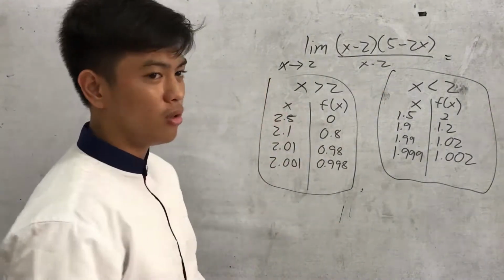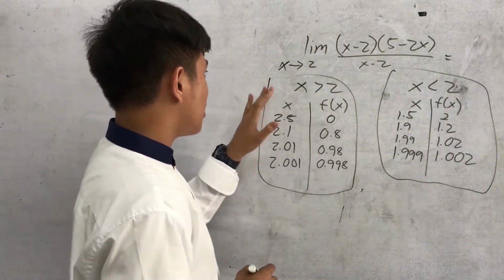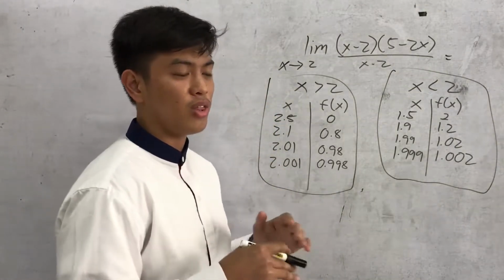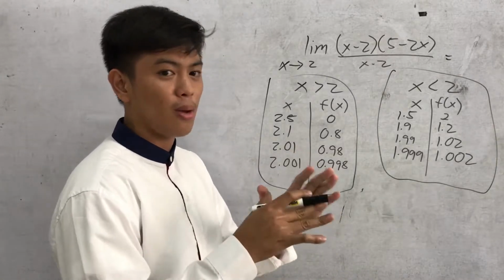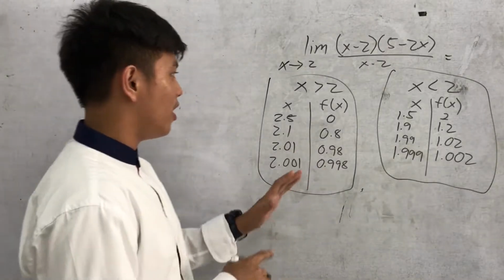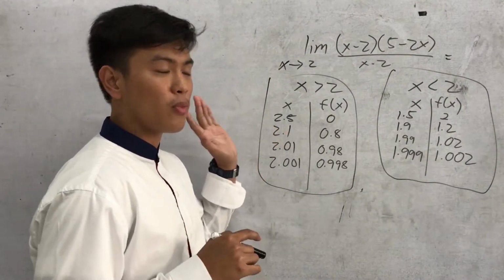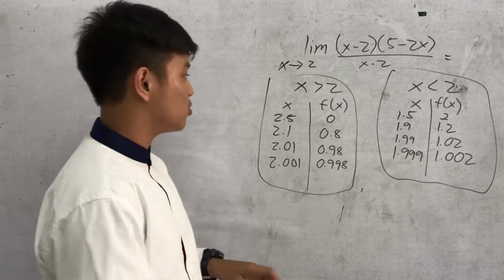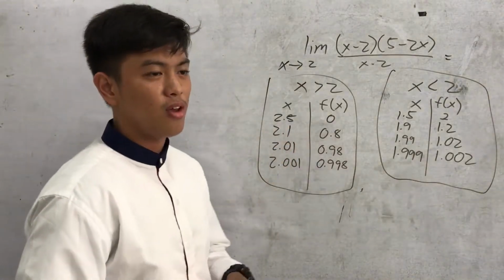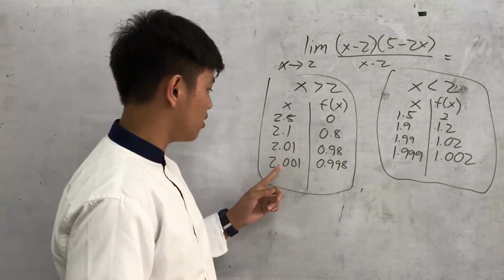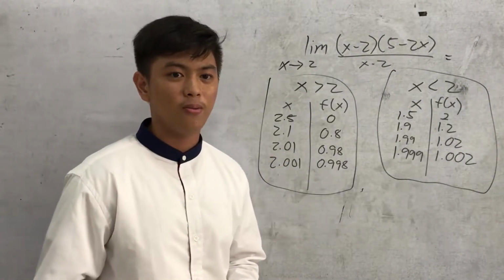In the first table, since x is greater than 2, you need to take a number that is greater than 2 but closely approaches 2. Then, always take note that you always start at 0.5. So, 2.5, then 2.1, then 2.01, and 2.001.